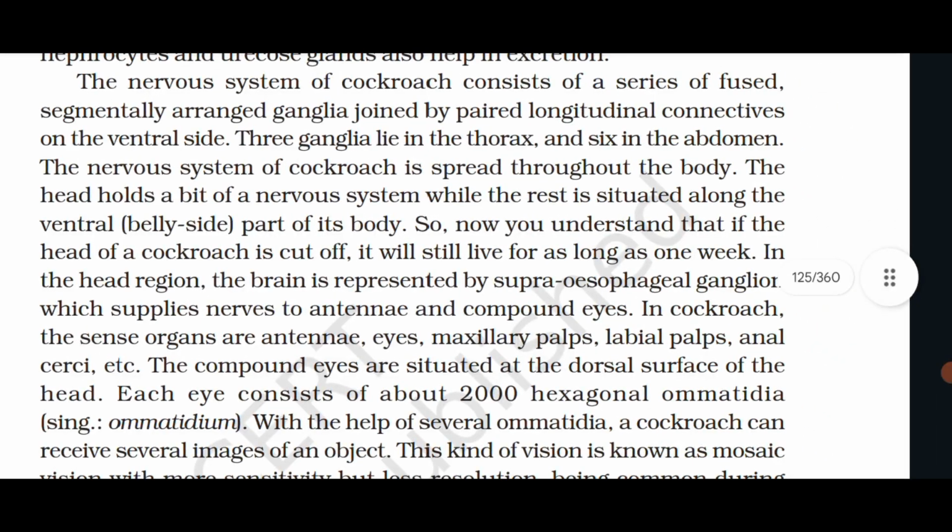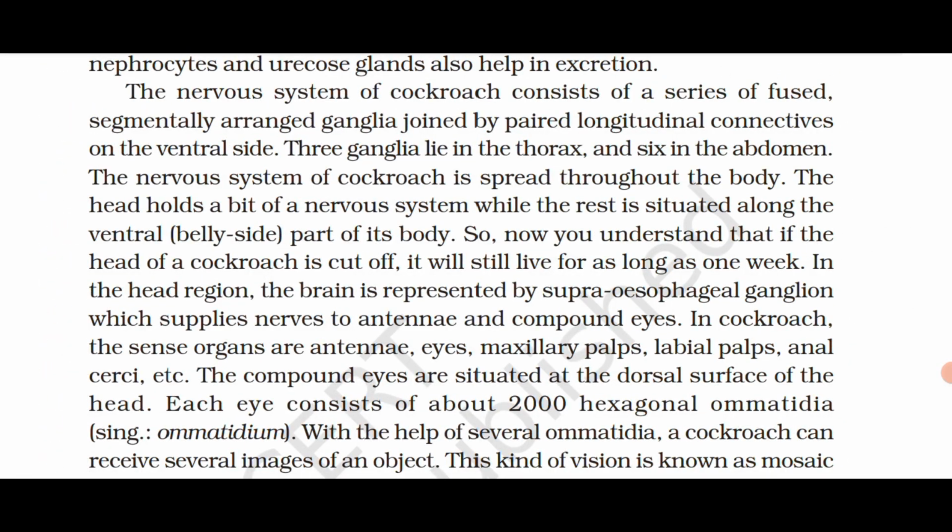The nervous system of cockroach consists of a series of fused, segmentally arranged ganglia joined by paired longitudinal connectives on the ventral side. Three ganglia lie in the thorax and six in the abdomen. The nervous system of cockroach is spread throughout the body.